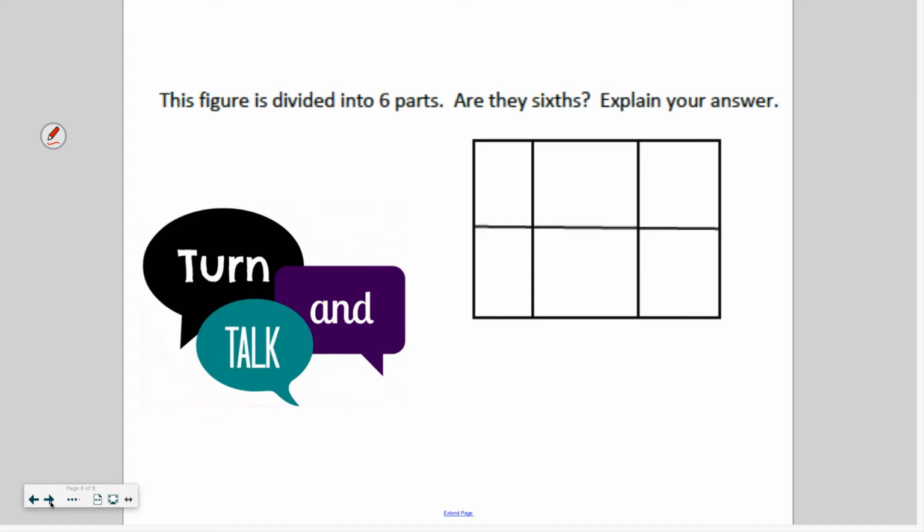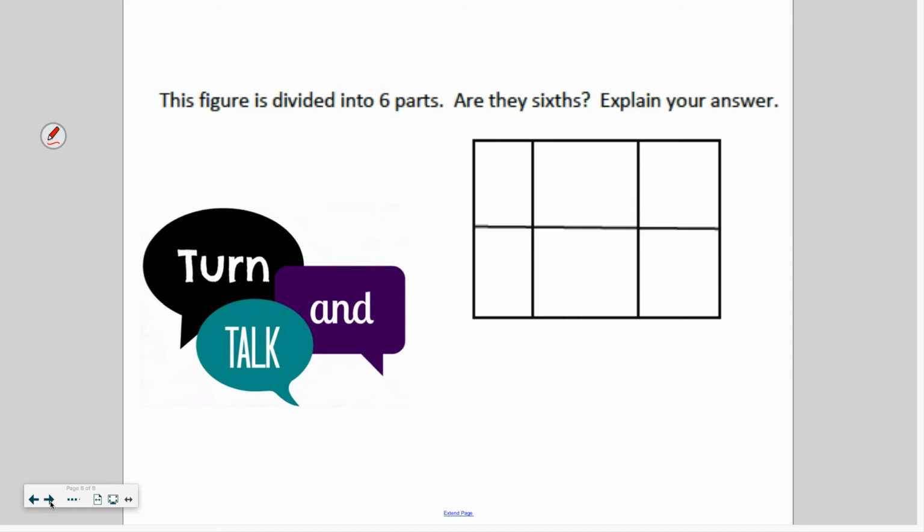So before we wrap up, I want you to think about this. I know we don't have anyone to turn and talk, but we can discuss this in our Zoom call as well. This figure has been divided into 6 parts. Are they considered sixths? Why do you think? Do you think there are sixths? If not, explain why. And if you do, then explain why. So go ahead and pause now and be ready to share out or to defend your answer.